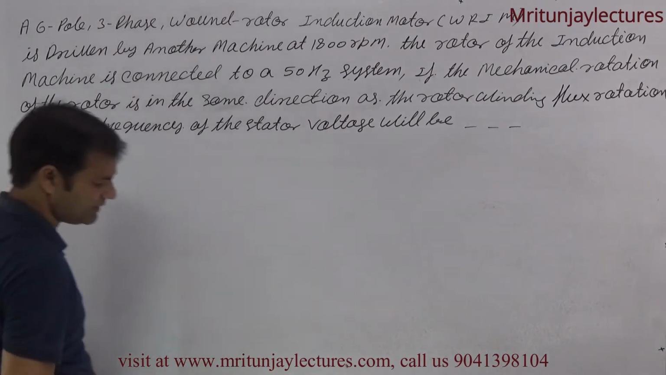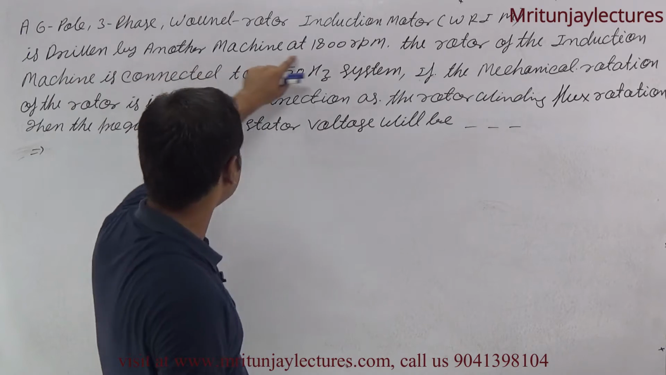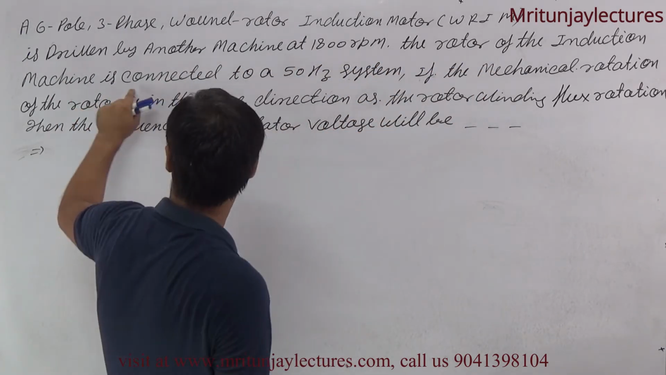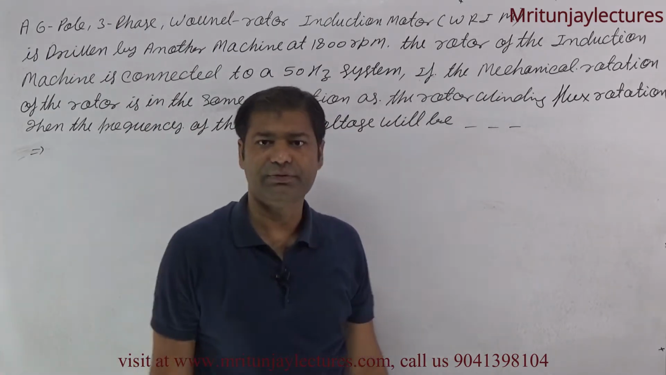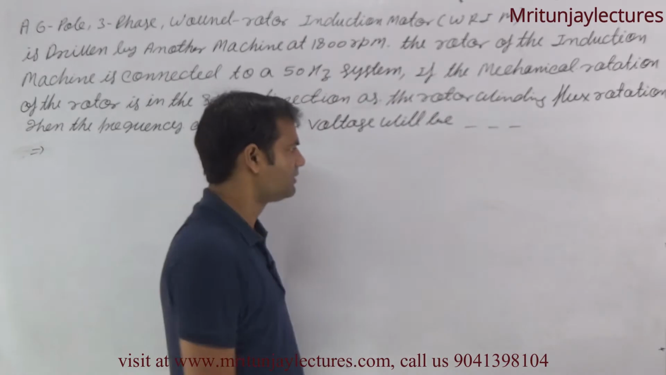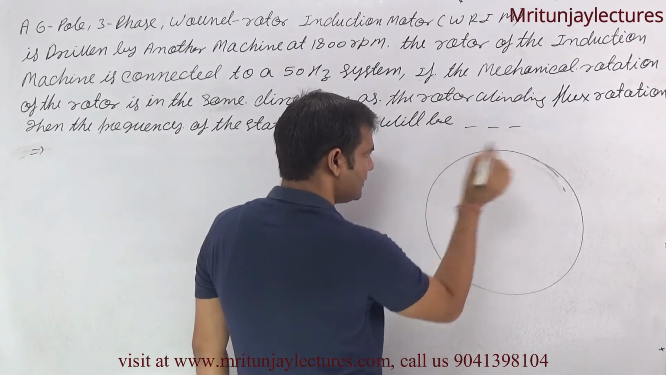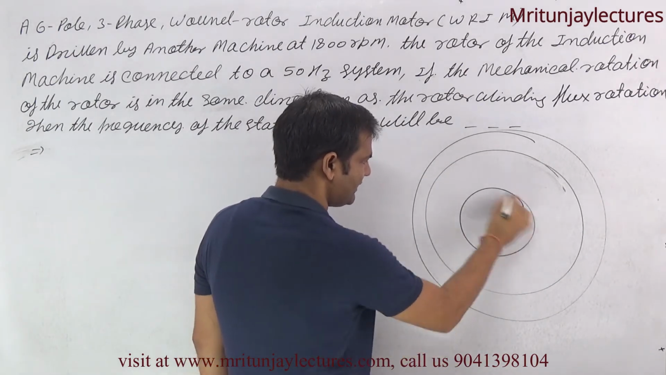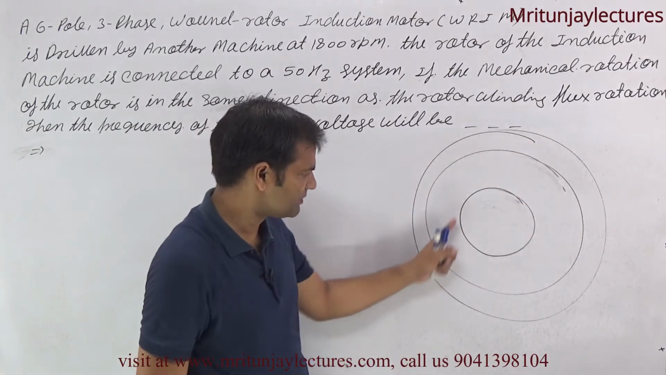According to question, a 6-pole 3-phase wound rotor induction motor is driven by another machine at 1800 rpm. The rotor of the induction machine is connected to a 50 Hz system. According to question, first of all, this is the stator winding represented like this one, and this one is the rotor winding. Okay, this one is the stator and this one is the rotor.